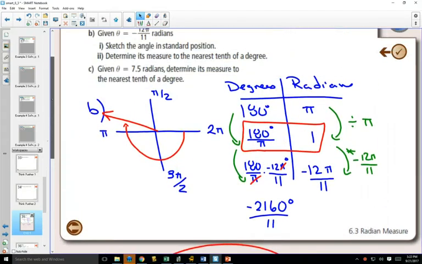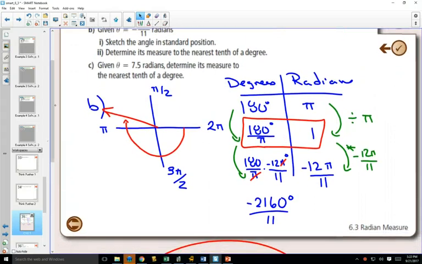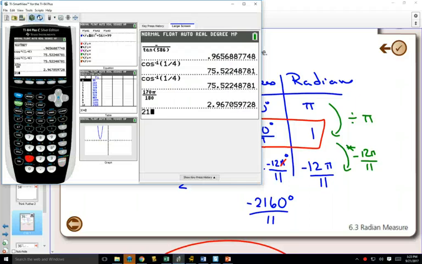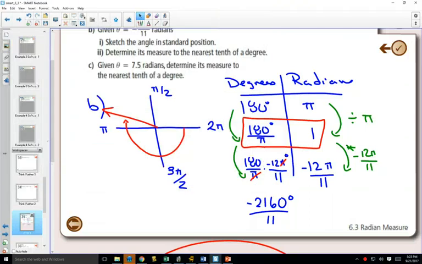Did we finish all of part B? Well, to the nearest tenth, so we do need to go to our calculator. 2160 divided by 11, 196.4. This is actually good. Again, use those squiggle brackets. Does our negative sign, does our drawing match negative 196.4? Yes. So our sketch seems to match what we figured with degrees.